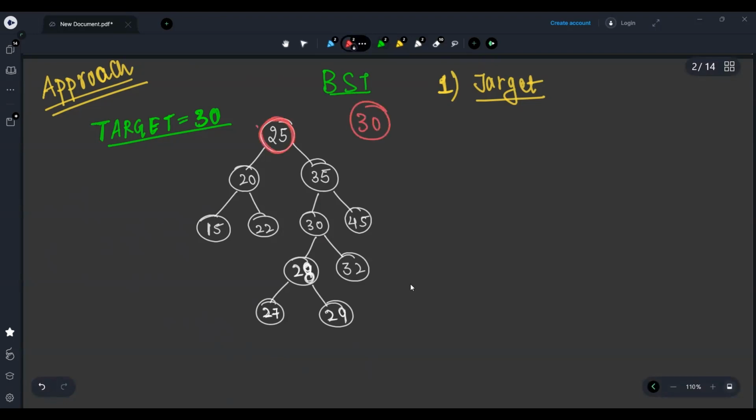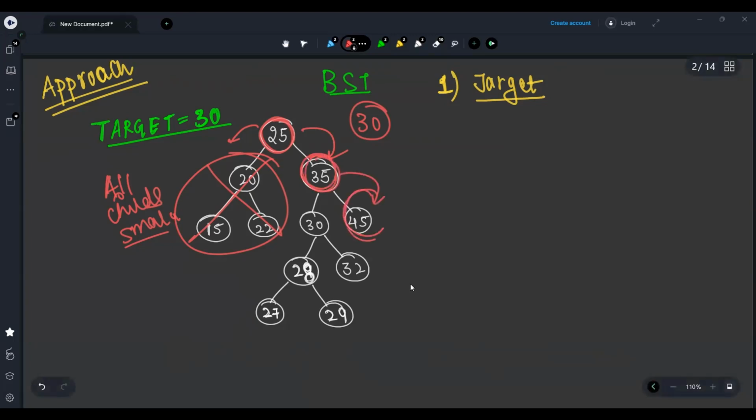So obviously it will have all children smaller, which means 30 will never be found here. Okay, so I will go here. We will go to the right of this node. Now we have to find 30, and 35 is greater. So obviously it will have greater sums here, 45, 48, 50, 37, anything. But obviously all these things will be greater than 35. So we will go down.